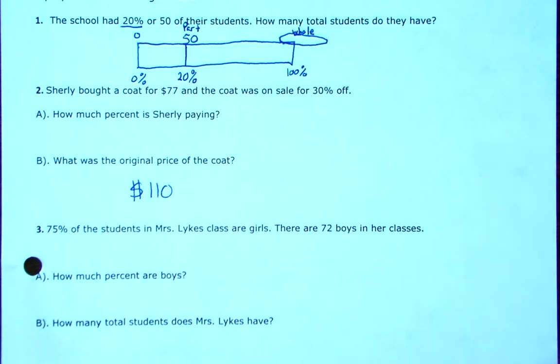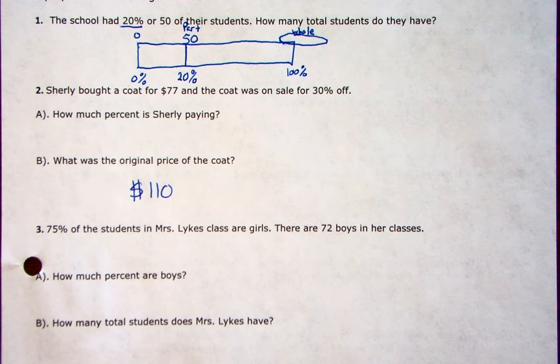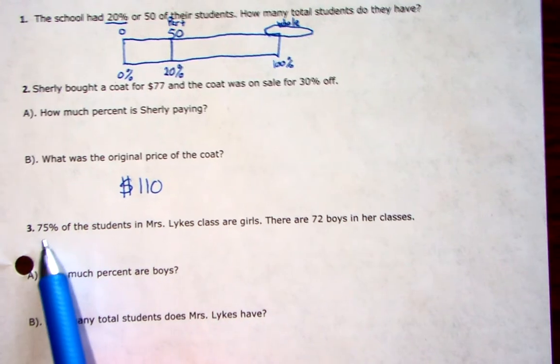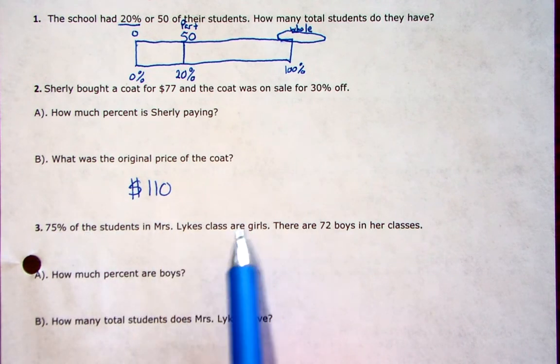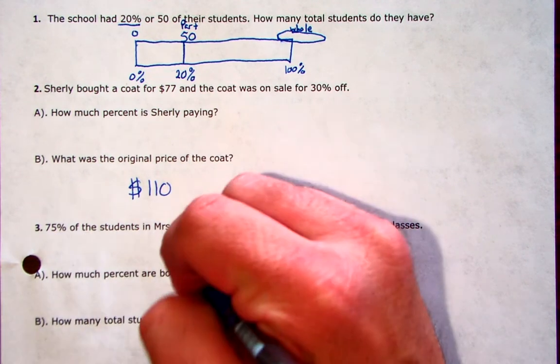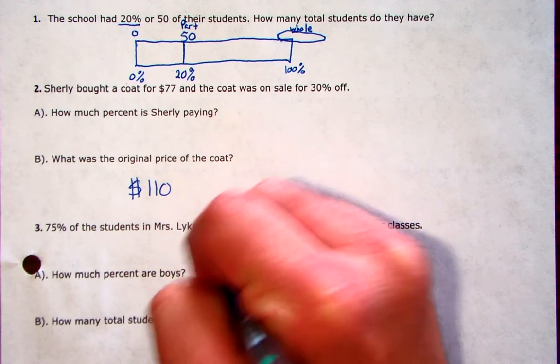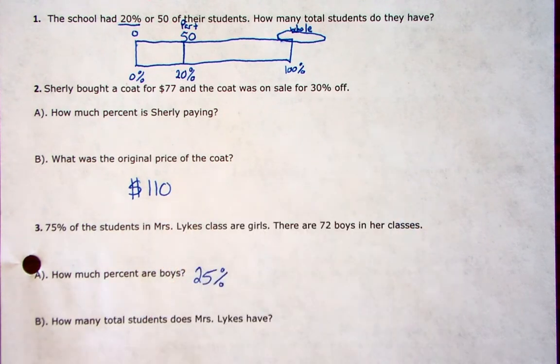Number 3, 75% of the students in Miss Lake's class are girls. There are 72 boys in her classes. What percent are boys? And then how many total students does Miss Lake have? Ooh, this is a nice little challenging question. Well, I'm going to go ahead and do this one with you. Okay. Well, if 75% of the students in Miss Lake's class are girls, doesn't that mean 25% are boys? Really no work needed for that.